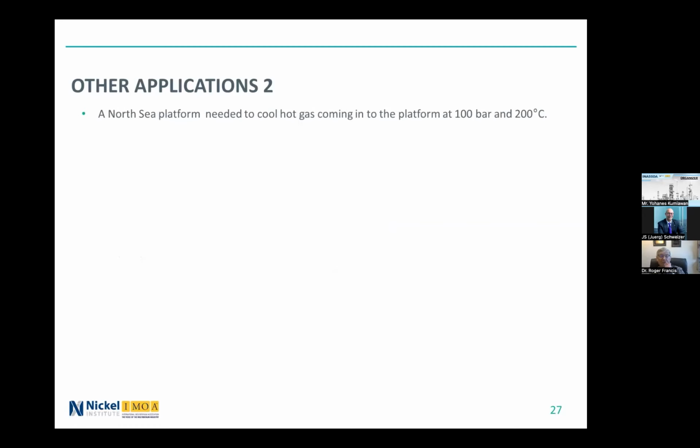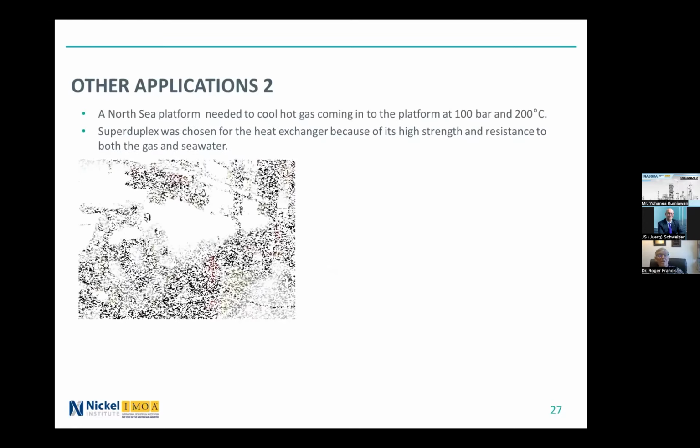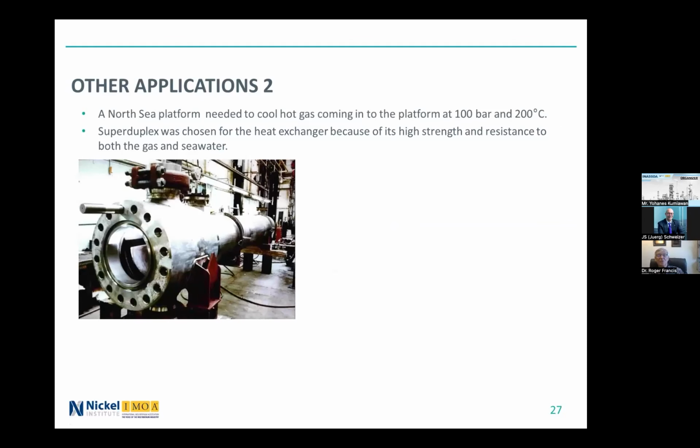Now, a North Sea platform needed to cool hot gas coming to the platform at about 100 bar and 200 degrees centigrade. Super duplex was chosen for this heat exchanger because of its high strength and its resistance to both the gas and the seawater. But because of the high pressure, the gas was on the tube side. So this is the inlet box, and then this is the heat exchanger. So the seawater's on the shell side, and the high pressure gas is on the inside of the tubes.